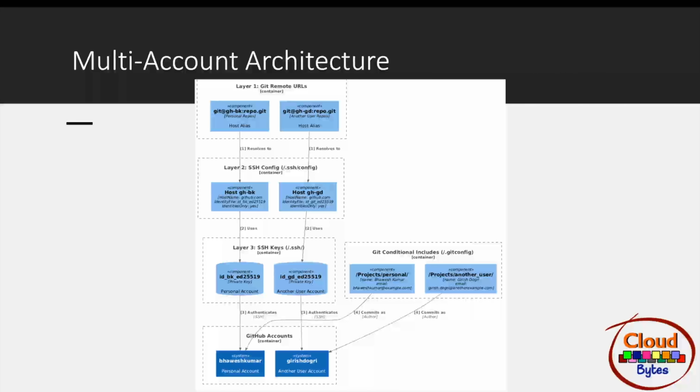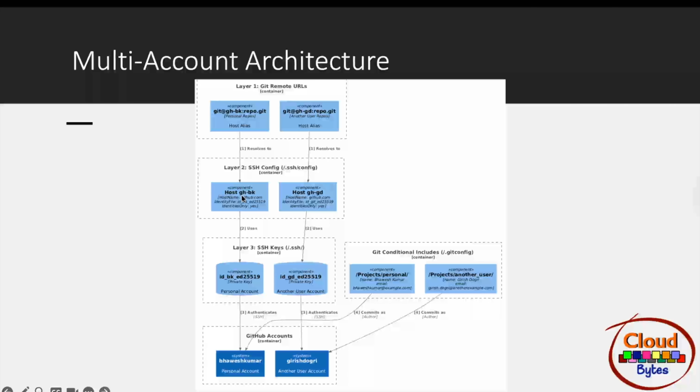Now, how is the multi-account setup going to work? You have multiple layers over here. You can see this is the initial, we have git at whatever alias you have. In this case, it is gh, which is for GitHub, and bk for my name. And then you have another one. I have borrowed another repo account from a friend. This is gh for GitHub and gd. These are the aliases. Then you have the repo.git. This can be any repo. This is how you are doing an SSH.